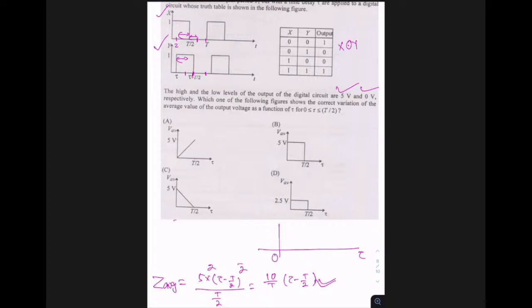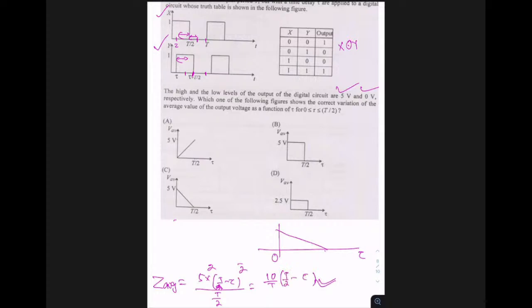So you can see this waveform, if I substitute tau equals t by 2, you'll get 0 only, right? If you take some points and join them, you are getting t by 2 minus tau. Yes, it is t by 2 minus tau.